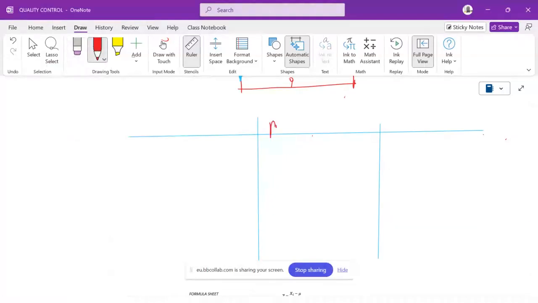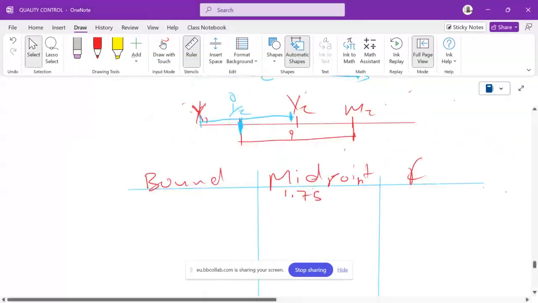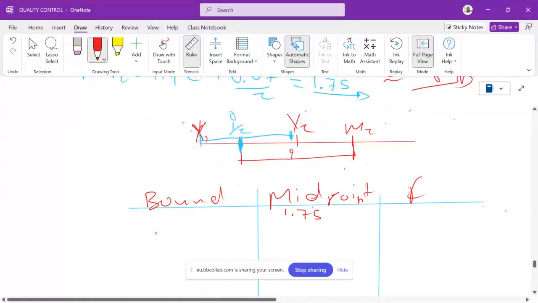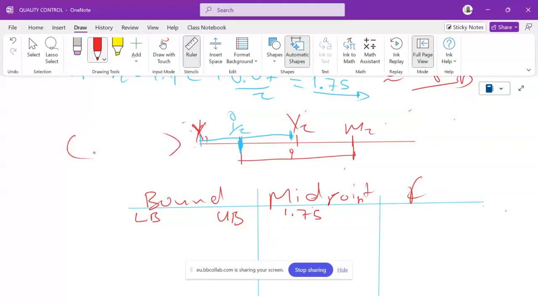So here it's your midpoints, and then this is your frequency. This is your cell boundaries. Then 1.75. So now we have upper boundary and lower boundary. Lower boundaries are found this side. Upper boundaries are found that side. They give you a kind of bracket: this thing is going to be between A and B. Whatever is inside, that's what we are measuring.